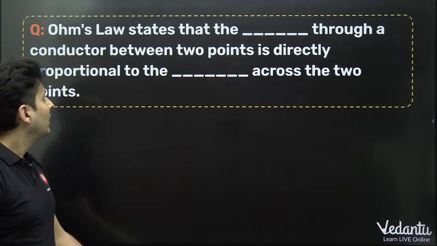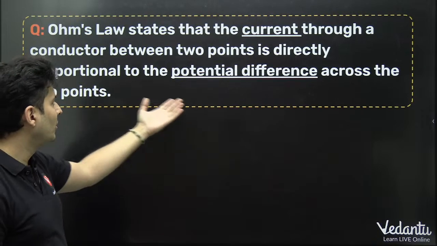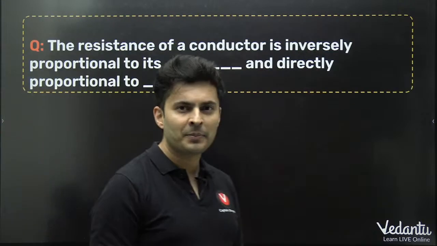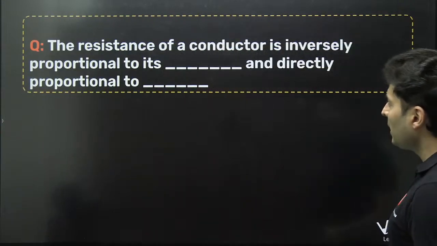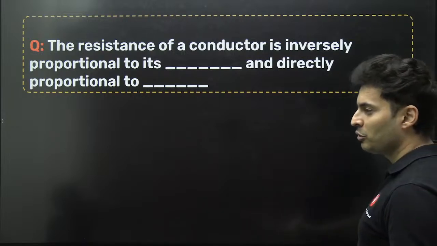Very good. Ohm's law will state that the current through the conductor between 2 points is directly proportional to the voltage difference between the 2 points. Very simple. Moving on to the next one. Resistance of a conductor is inversely proportional to its dash and directly proportional to its dash.